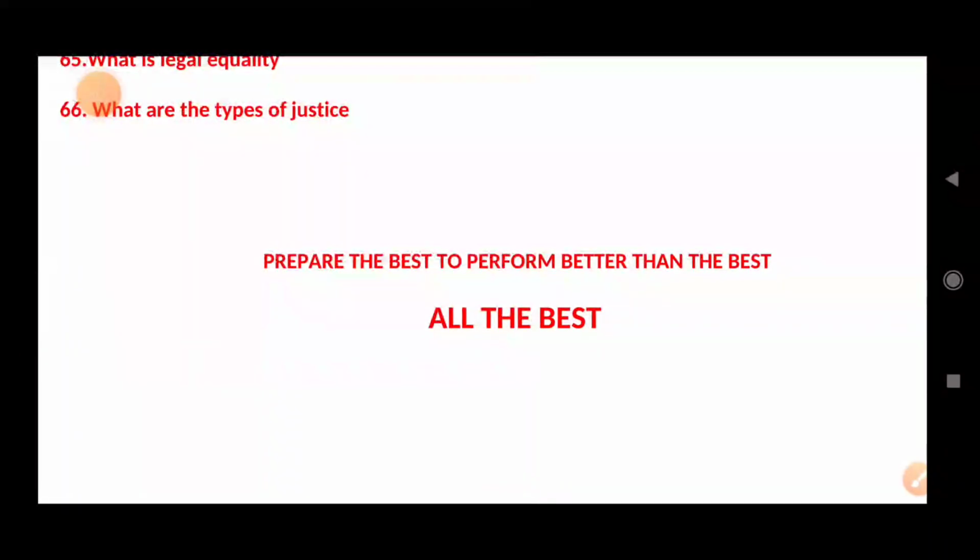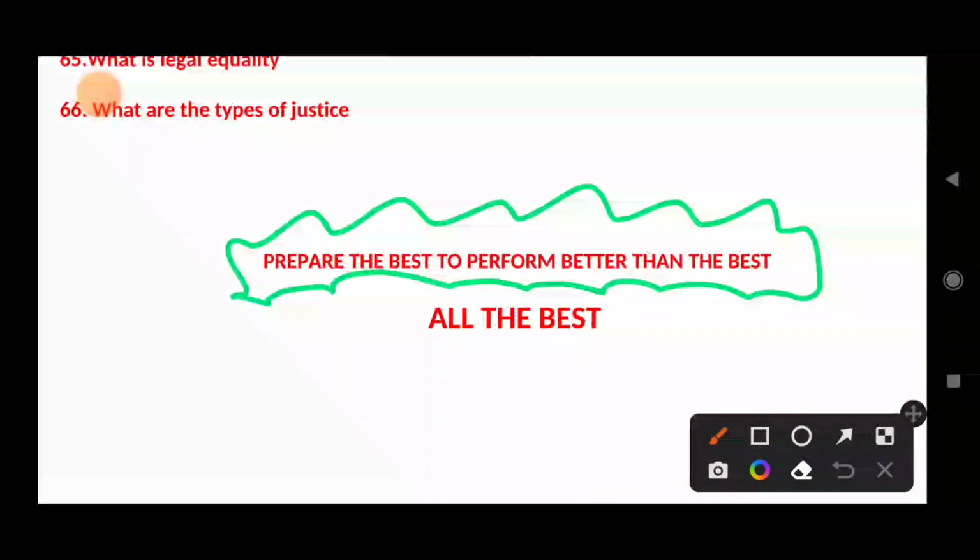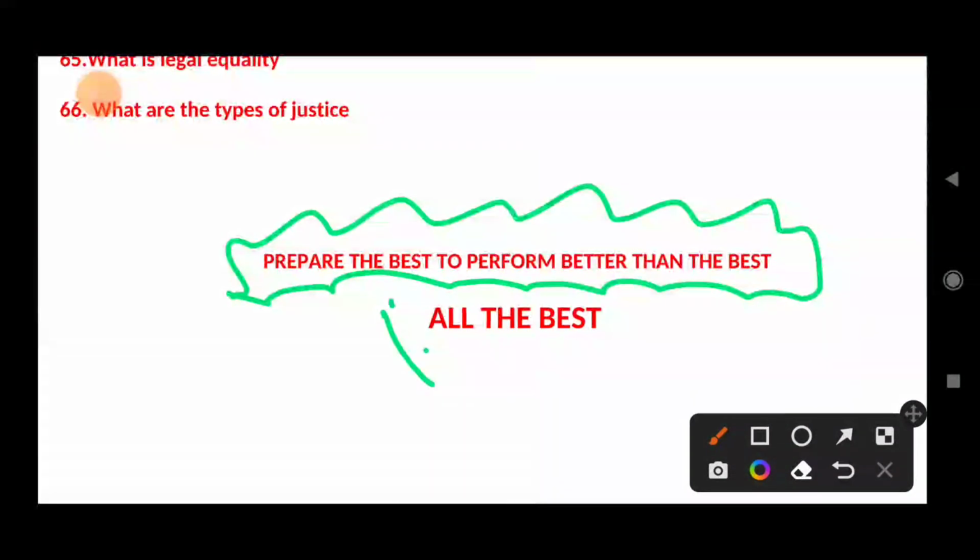Keep learning, because if learning stops, winning stops. And prepare your best to perform better than the best in the exam. All the best.